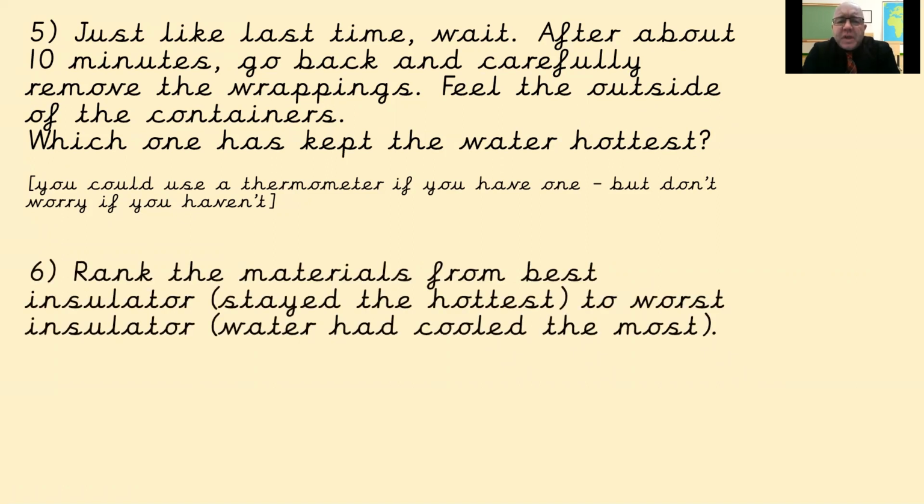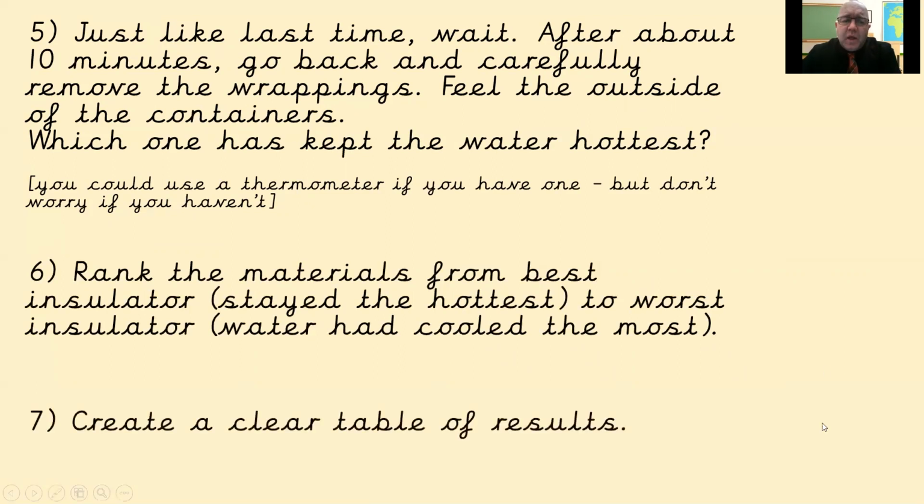Once you've done that, as I say, rank them from the best insulator. So the best one, number one, is the one that stayed the hottest. Number two is next, three, four, and so on, down to the worst. So this is the one where the water has cooled the most. And finally, I want you to create a table of results. So just like last time, listing the materials, but this time the materials of the jacket, and then ranking them from first to last. Okay, hopefully that's all clear.